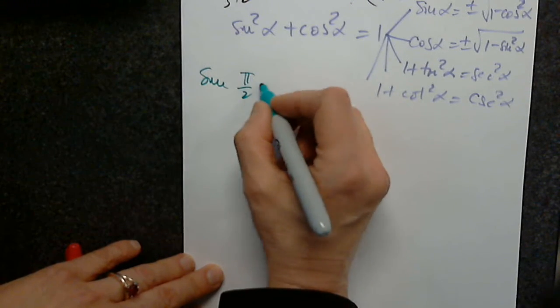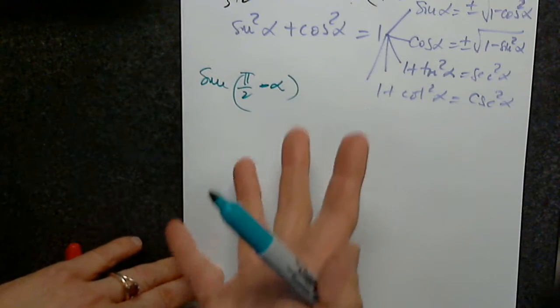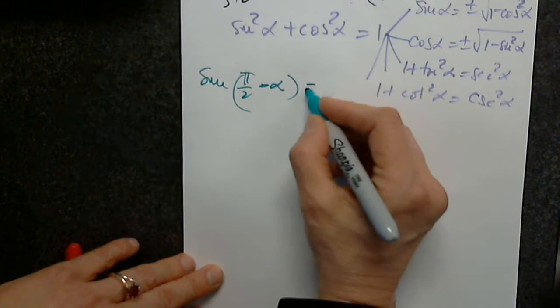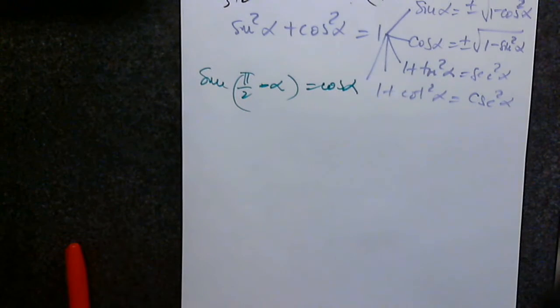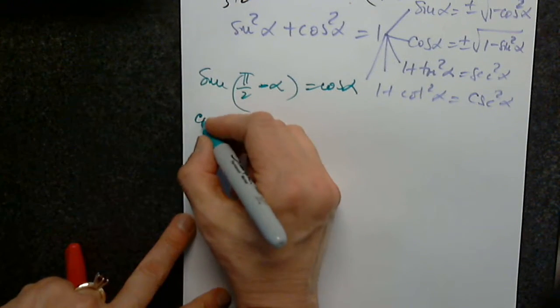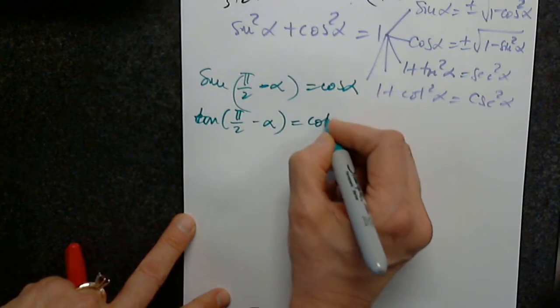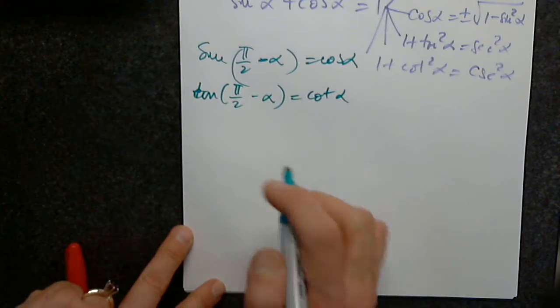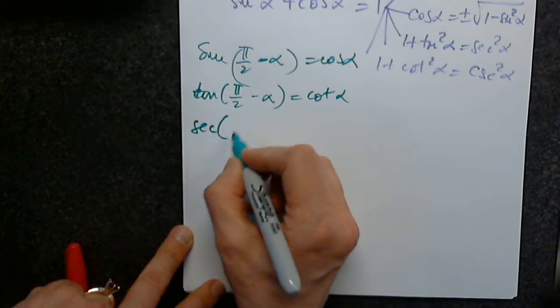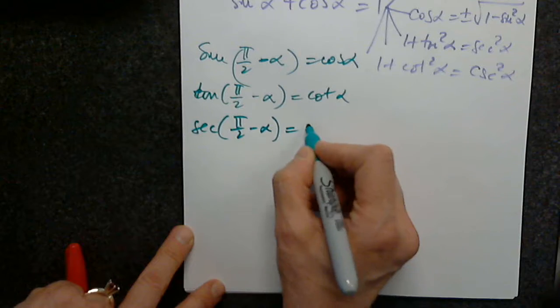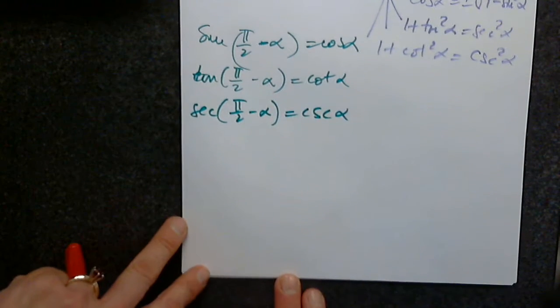Then the cofunction identities. Sine pi over 2 minus alpha, then we have tons of them, right? Equals cosine alpha. Cosine pi over 2 minus alpha equals sine alpha. Tangent pi over 2 minus alpha equals cotangent alpha, right? So let me write 2 more. These are cofunction identities. Let's also write secant pi over 2 minus alpha equals cosecant alpha.